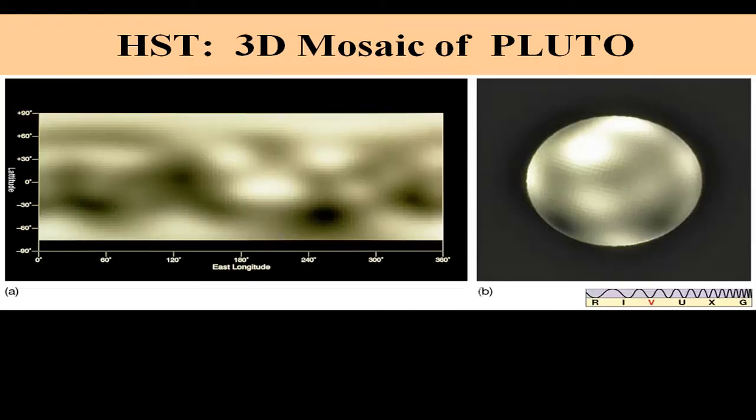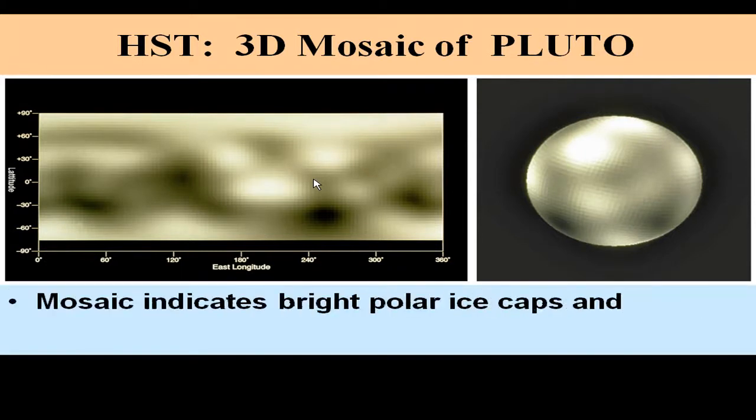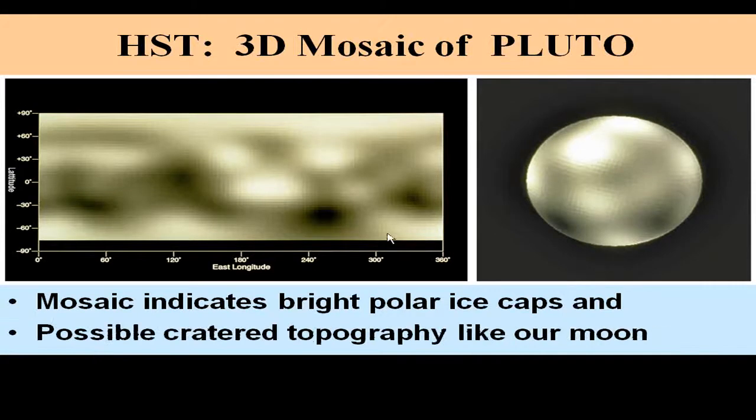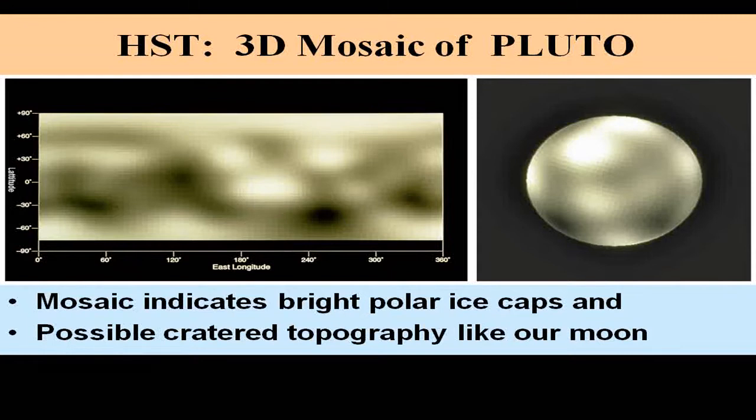Here's a Hubble Space Telescope 3-dimensional mosaic of Pluto, kind of extended outward, and we can see that there are indentations and lighter areas. At the top you see it bright, and at the bottom bright as well, so there are bright polar ice caps and possible crater topography like our moon, but it's really hard to garner much more than that from this picture, just light and dark.